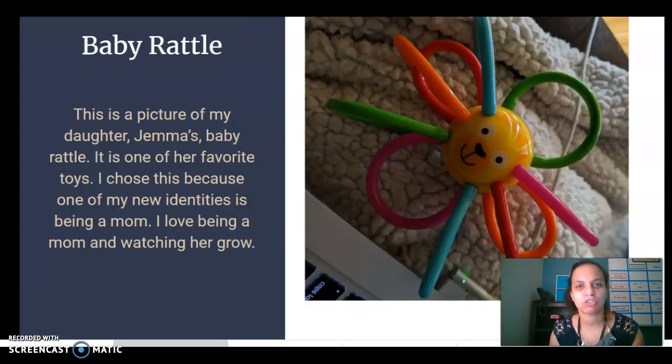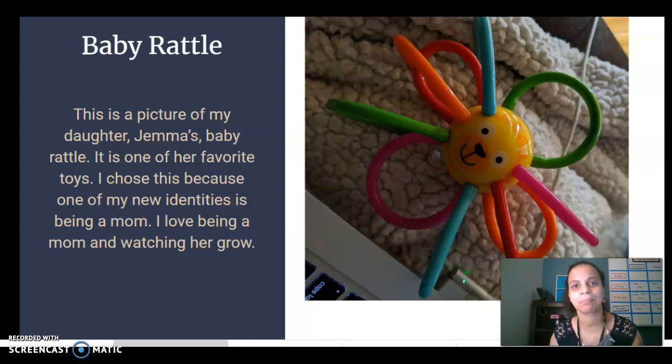The first picture I chose was of my daughter's toy, and I chose this because it represents my identity as being a mom. I wanted to make sure that I chose a toy that she likes because it's important to me that she is happy. Being a mom is one of my new identities, so I'm very excited to share it with anyone who will listen.